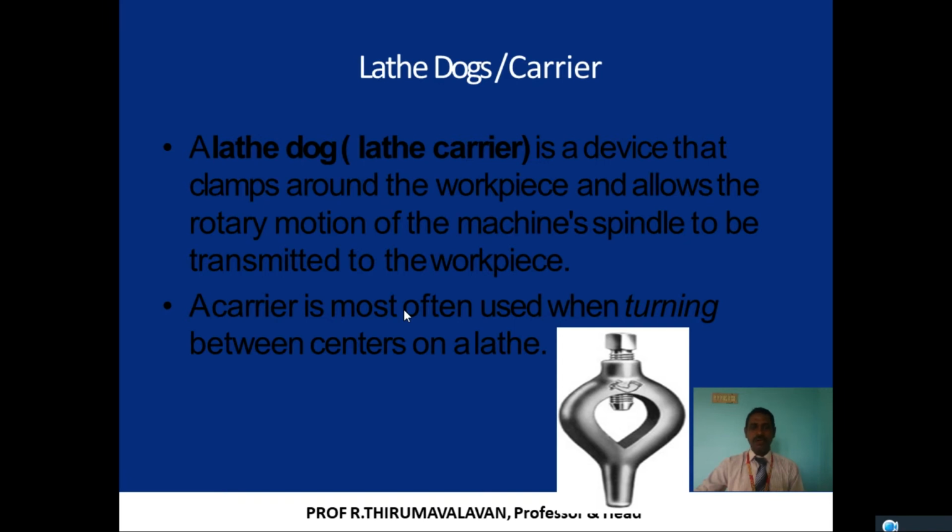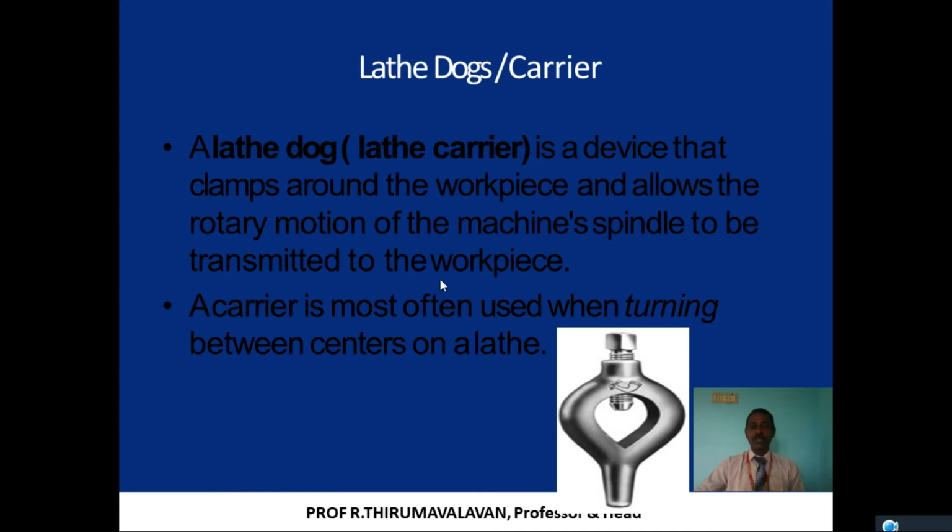So next is lathe dogs. Lathe dogs are used for rotating the workpiece, for holding the workpiece. For a cylindrical workpiece, if you want to do taper turning or plain turning operations, these drive dogs are used. The workpiece is fixed in this dog. The device clamps around the workpiece and allows the rotary motion of the machine spindle to be transmitted to the workpiece.